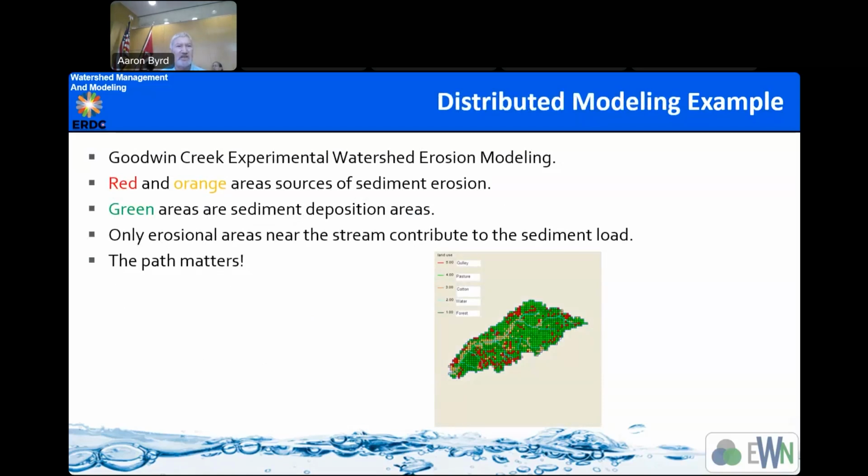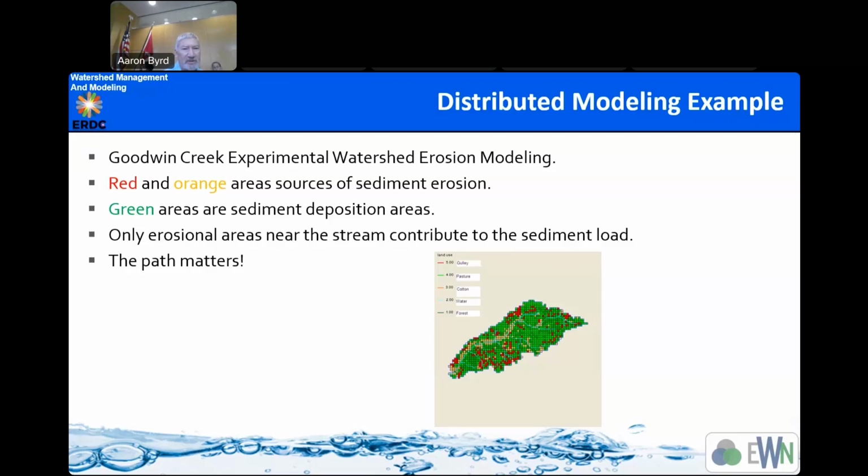I like this example for the distributed modeling approach. You just said you can use a simple model and do great. Well, you can, but it's not the best for everything. This Goodwin Creek experimental watershed is where we've tested everything we've ever done, and a lot of other people have too. It's nice because it has a tremendous data set. If you look at this, the red and orange areas are areas where there's sediment erosion, and green areas where there's sediment deposition.